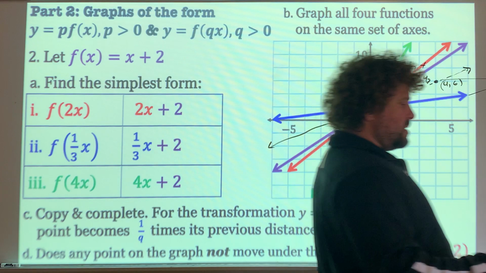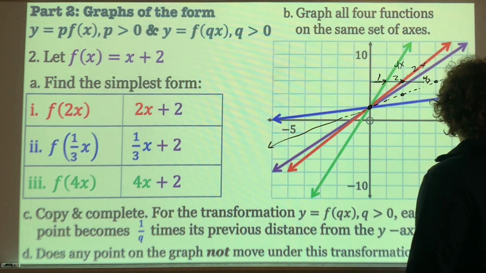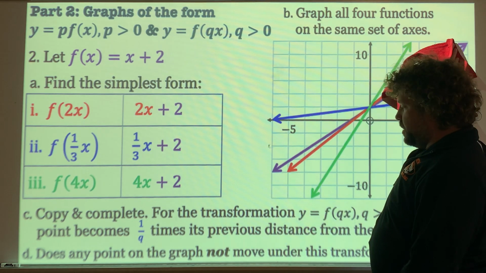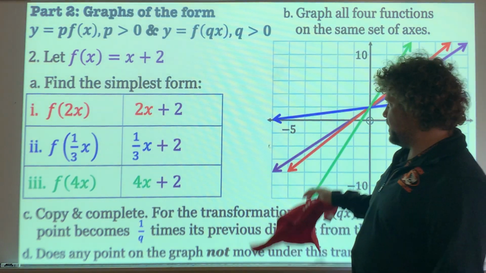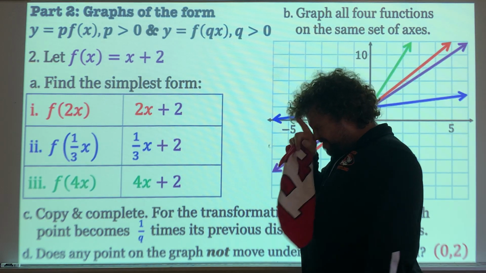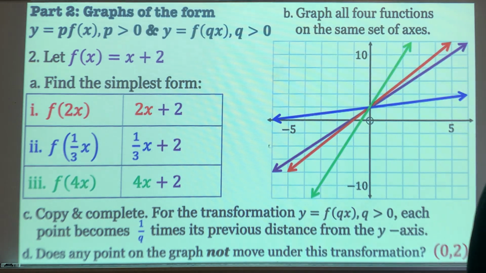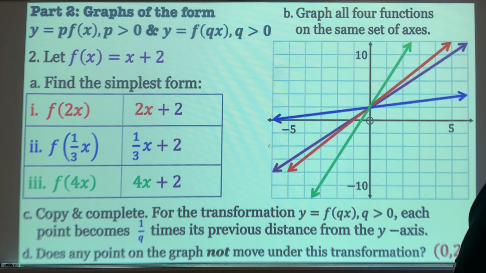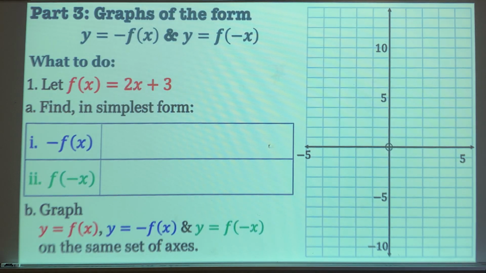And in the other one, I should have told you too, on that specific graph, it's where it intercepts the x-axis, where it's not going to move. And I believe that point was 0, negative 2. I could be wrong, but I think that's what it was. All right, let me look. Yep, 0, negative 2.